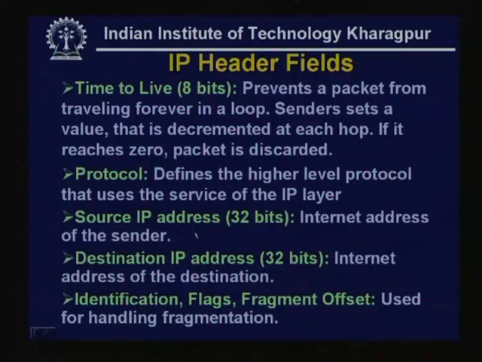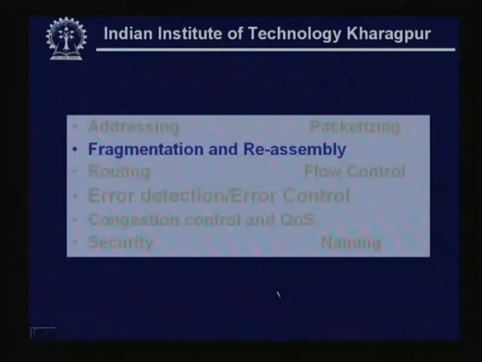Then the source IP address is necessary, and the 32-bit destination IP address. The identification, flags and fragment offset fields are used for the purpose of fragmentation. So, let us consider fragmentation and reassembly, and how it is performed in the IP layer.